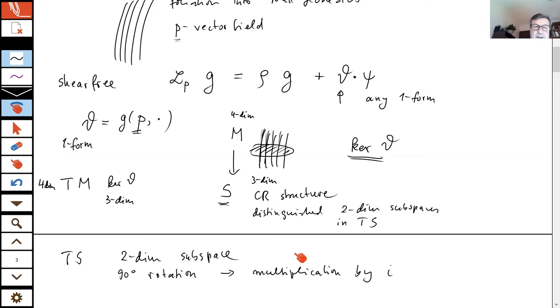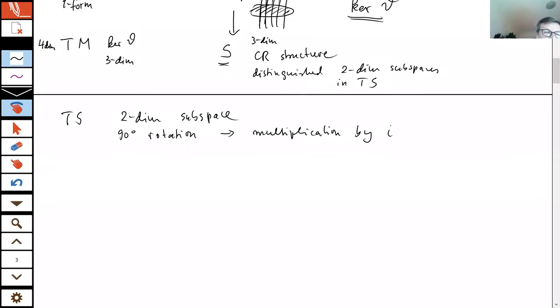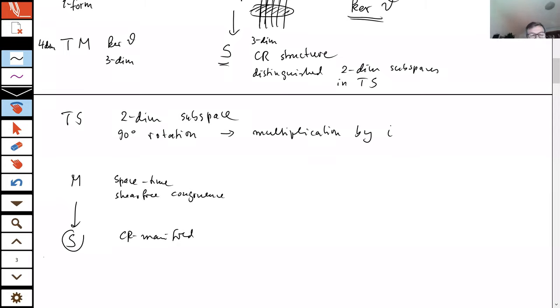So now we can actually try and go the other way around. If we have M, which is a space-time, and a shear-free congruence, more precisely a shear-free congruence of null geodesics, and we get down here to some S, which is a CR manifold, then we could also try and start with a CR manifold and construct a manifold as a fiber bundle, as a line bundle, or maybe as a circle bundle over this three-dimensional CR manifold.